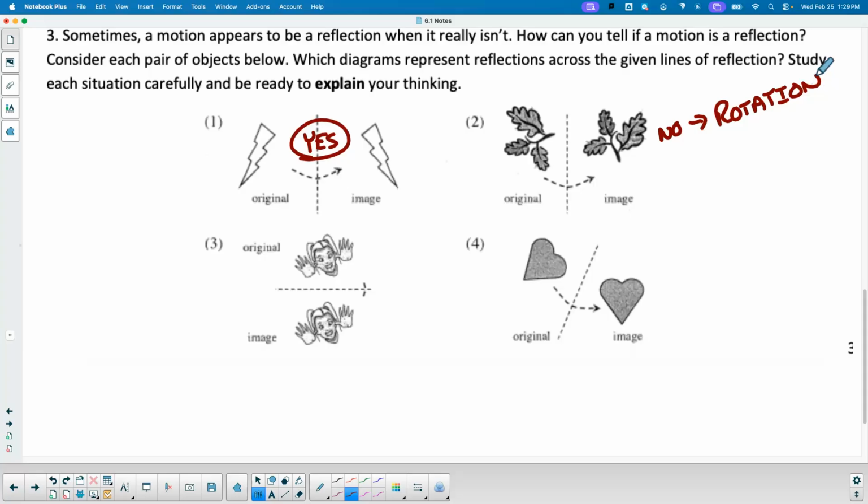Yeah. What about 3? Is 3 a reflection? Why not? It's easy. It'd be upside down, right? Yeah, exactly. It would be upside down if it was a reflection. Okay? So this one is a no. This is actually what's called a translation. Okay? You just moved it. Okay?